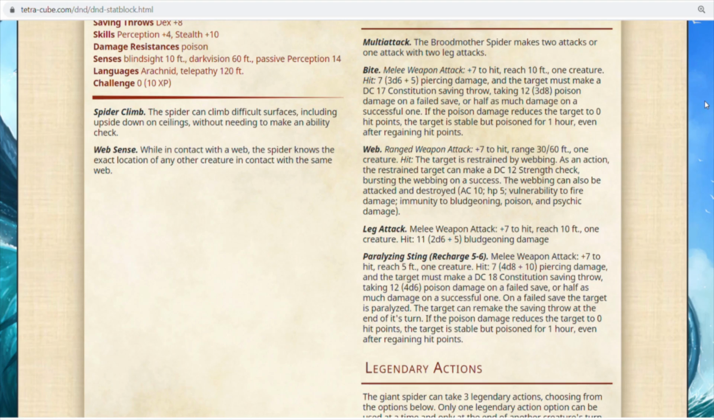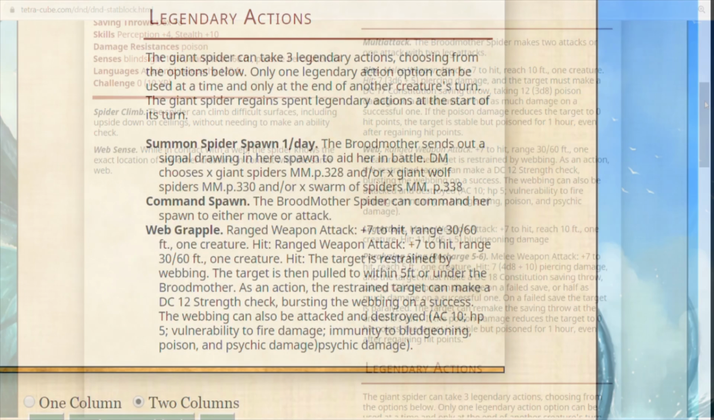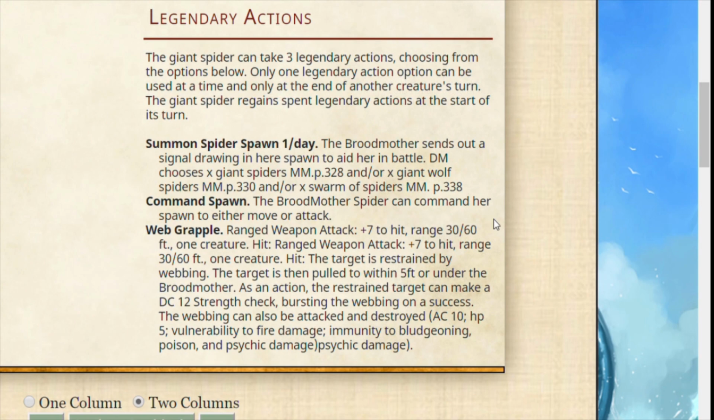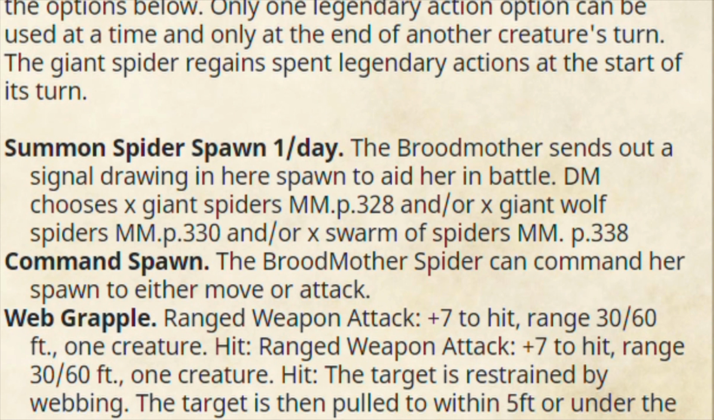That completes the actions. Now let's look at the legendary actions. So first off, we have the Summon Spider Spawn. I put down a once per day limitation for this, but I might change that. Depending on how the battle's going, it might be nice to have waves of enemies. I didn't put any numbers of spiders that you could use. I just put in the 3 types of spiders in the monster manual and some page references for the DM.